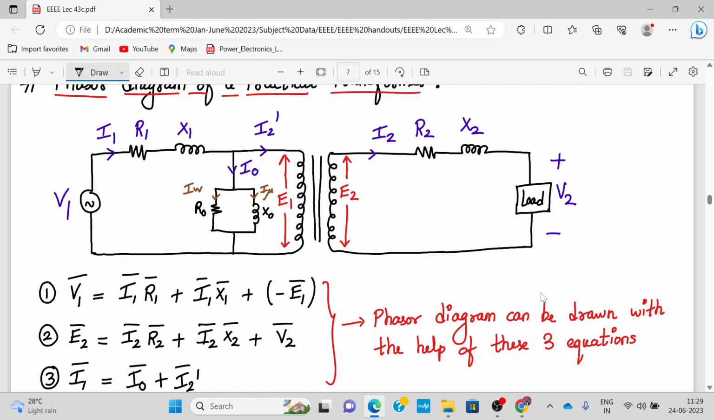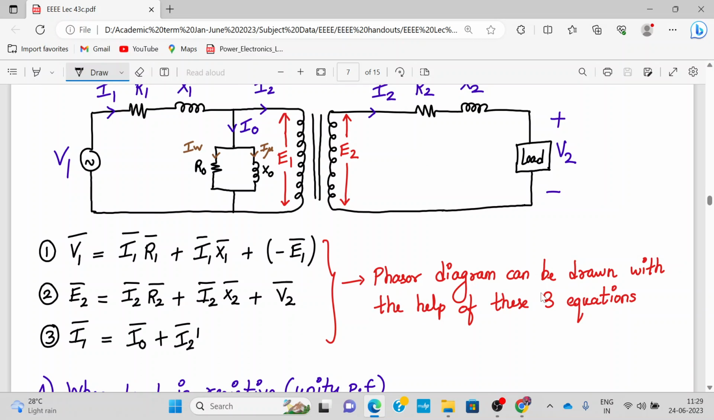On the primary side, V1 bar is given by I1 bar into R1, I1 into X1, and then E1 is in phase difference with V1, so minus E1 bar. Next, E2 bar will be I2 R2, I2 X2 plus V2. And then I1 bar, which is the total primary current, will be I0 plus I2 dash. So the phasor diagram can be drawn with the help of these three equations.